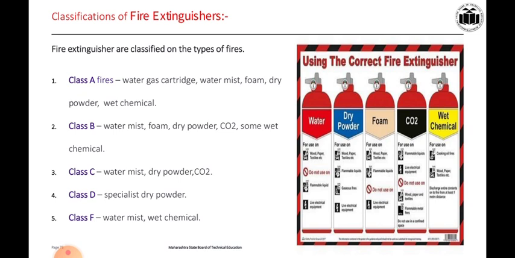नाही वापरू शकत. CO2 is used on flammable liquids, electrical equipment, but do not use on wood, paper and textile, flammable metals. Wet chemicals are used on cooking oil flames, wood, paper, textile, okay. So there are some specific types of fire extinguisher that will be used for a particular type of fires only. Means a particular type of fire extinguisher is specifically used in a particular type of fire only, okay.